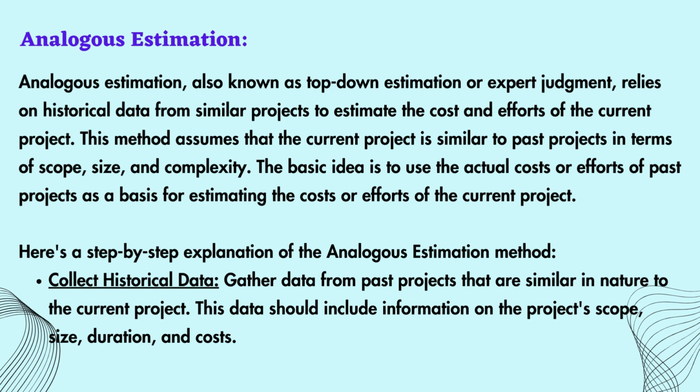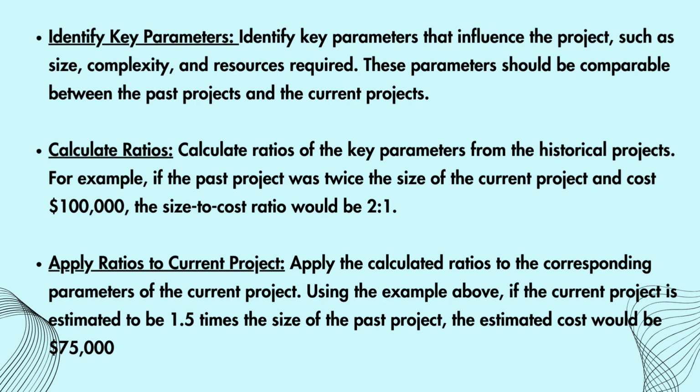Here's a step-by-step explanation of the analogous estimation method. The first one is collect historical data. Gather data from past projects that are similar in nature to the current project. This data should include information on the project's scope, size, duration, and costs. The next one is identify key parameters. Identify key parameters that influence the project, such as size, complexity, and resources required. These parameters should be comparable between the past projects and the current project.